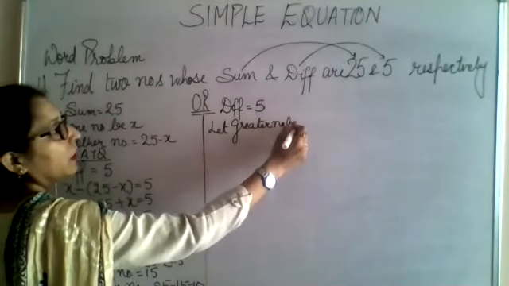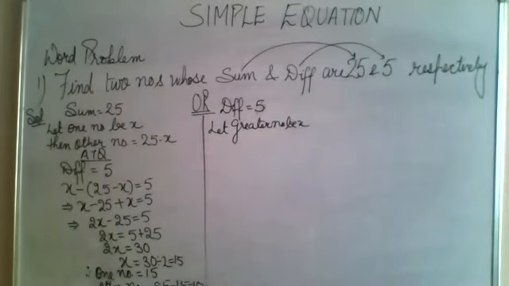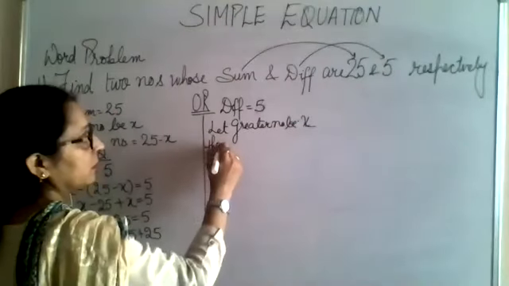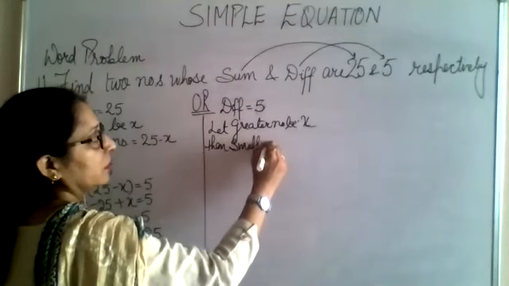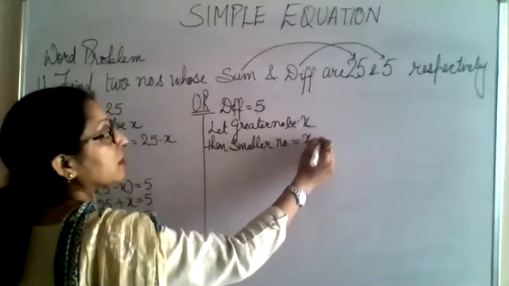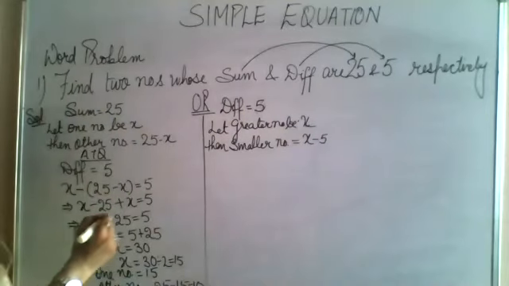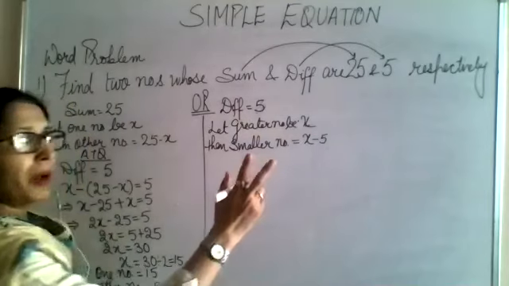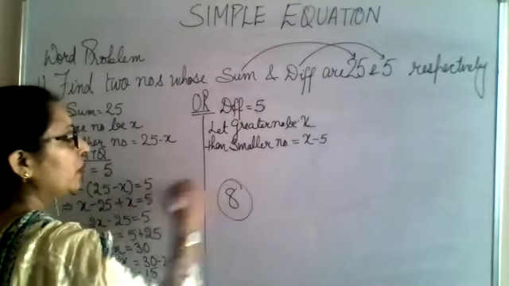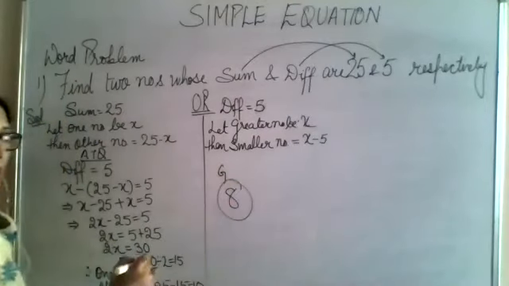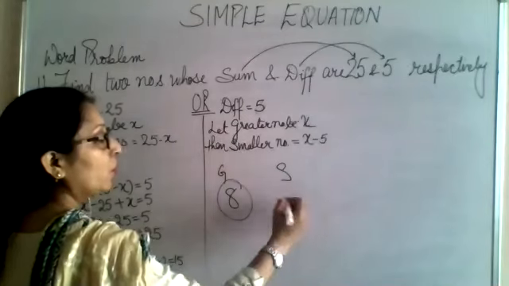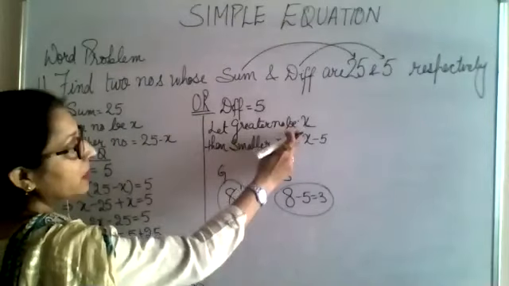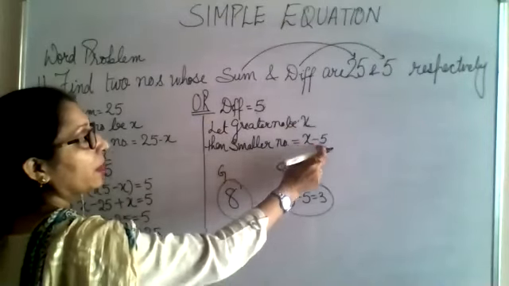If greater number is x, then smaller number will be x minus 5. Suppose I am saying to you, difference of two numbers is 5. Greater number is 8. Then smaller number will be, what will you do? 8 minus 5 equal to 3. In the same way, if greater number is x, then smaller number will be x minus 5.